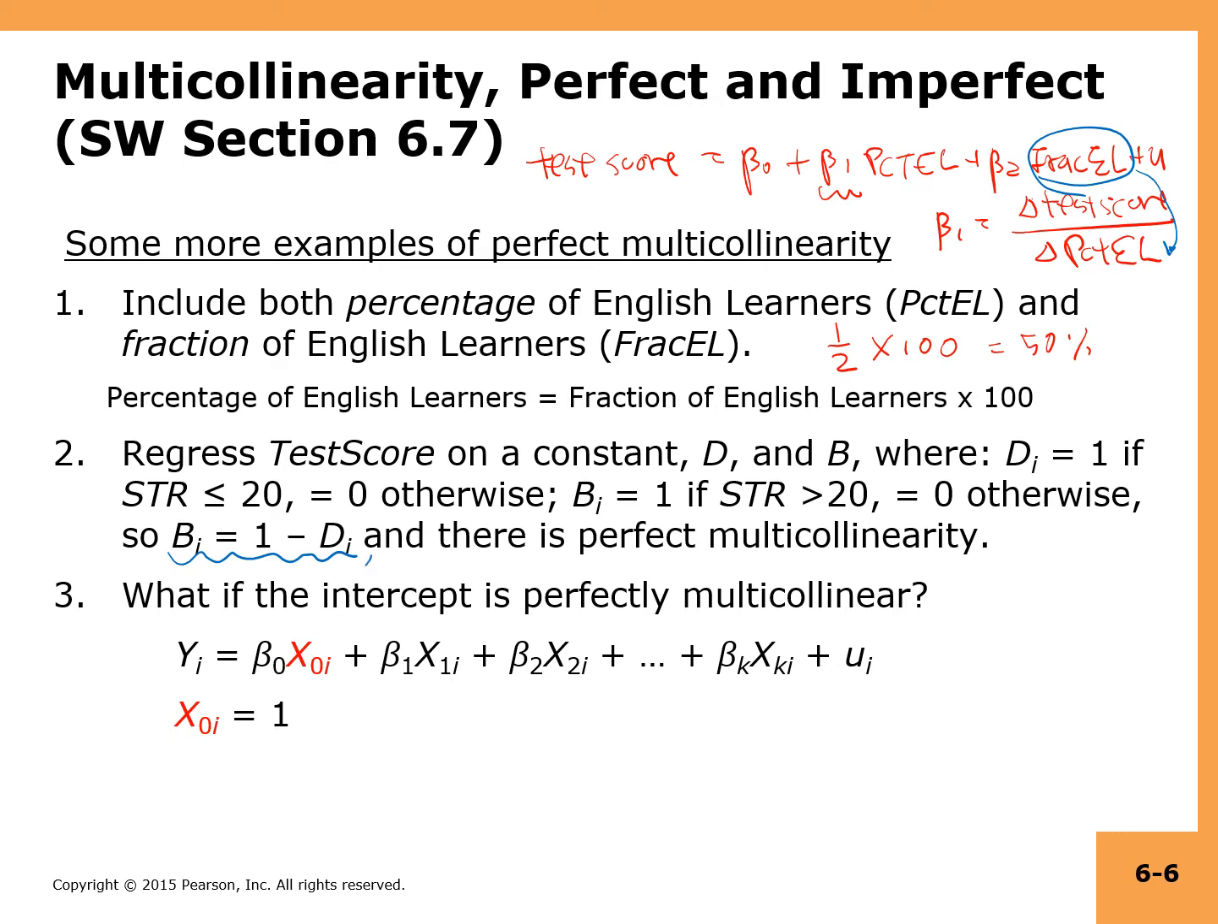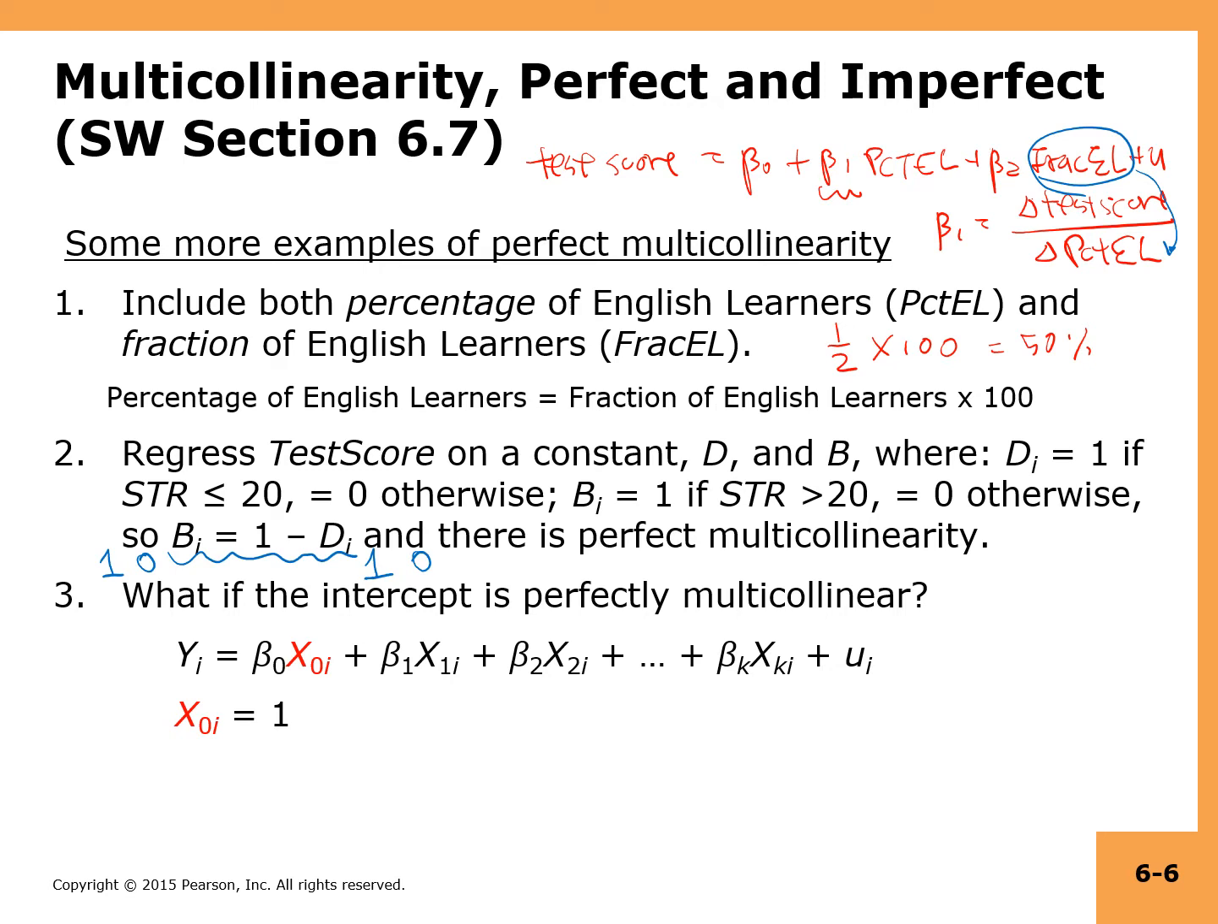So when D is equal to 1, B is equal to 0, and when D is equal to 0, B is equal to 1. So in this case, you have a perfect multicollinearity. The last case is when the regressors are linear functions of the intercept.